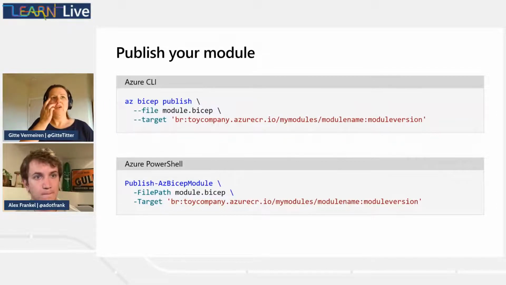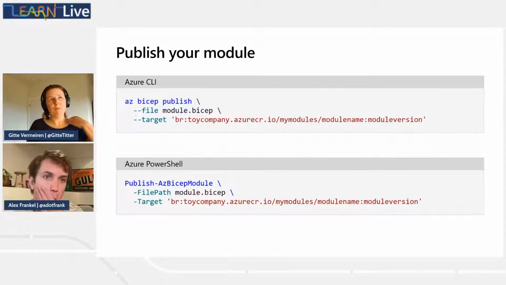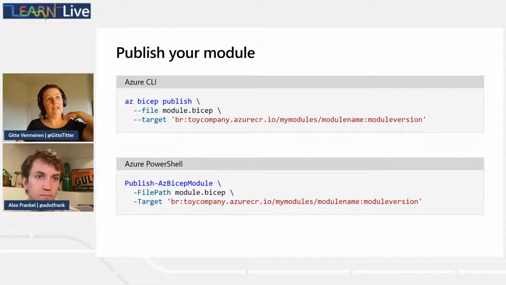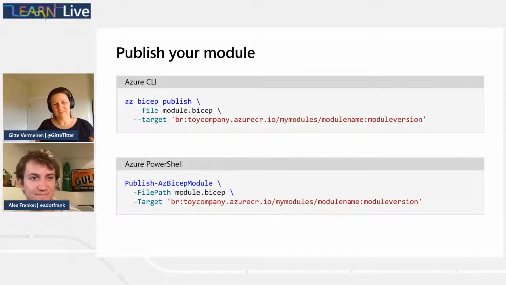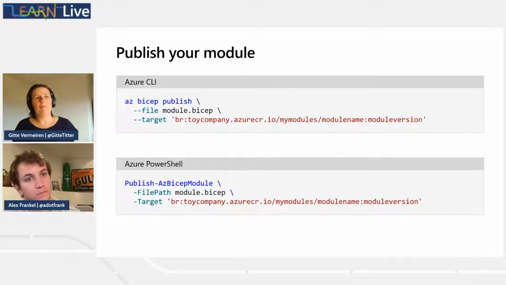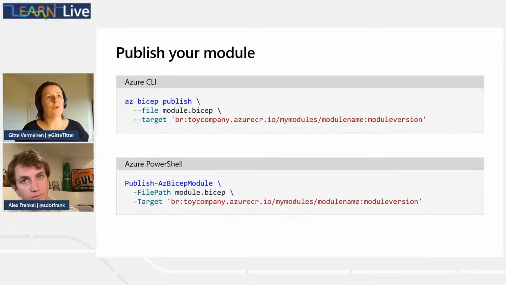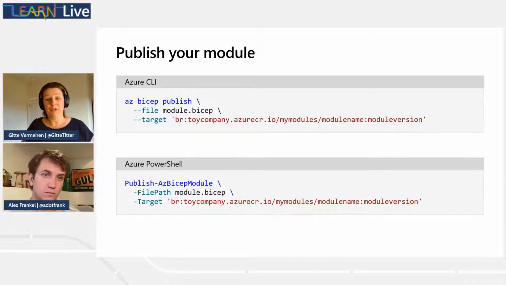So then, how do you actually publish a module? There's a command for that. It's az bicep publish if you're using Azure CLI. If you're using Azure PowerShell, here as well we updated the slide compared to what's in the Learn module, because there's actually a new PowerShell command for publishing a Bicep module. We now use Publish-AzBicepModule. And thanks, Alex, for pointing that out, because I didn't know that one either. So I learned something today as well.